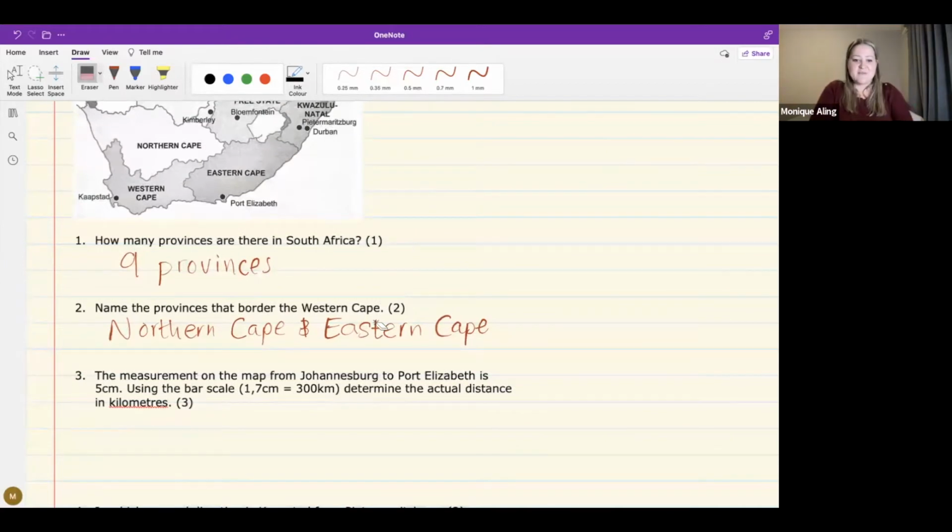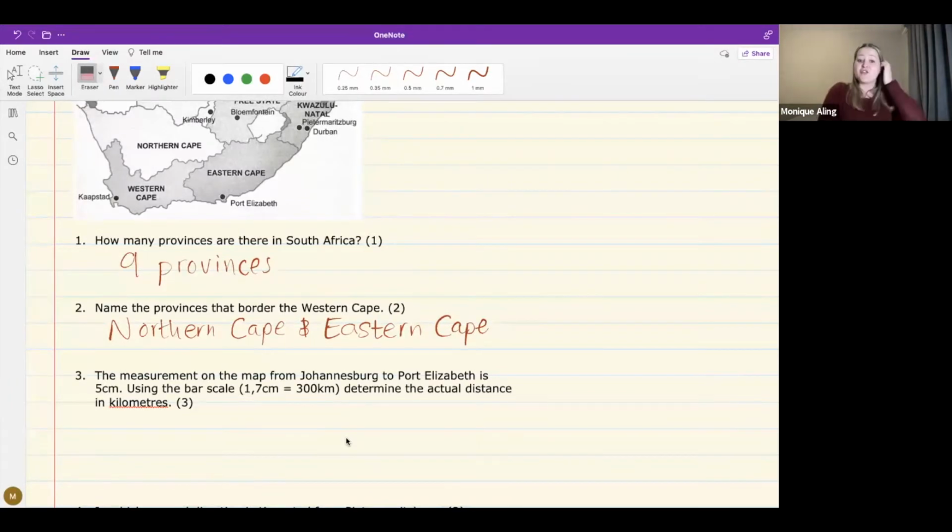It says, the measurement. Okay, so the measurement on the map from Johannesburg to Port Elizabeth is 5 centimeters. Using the bar scale, 1,7 centimeters equals 300 kilometers. Determine the actual distance in kilometers.